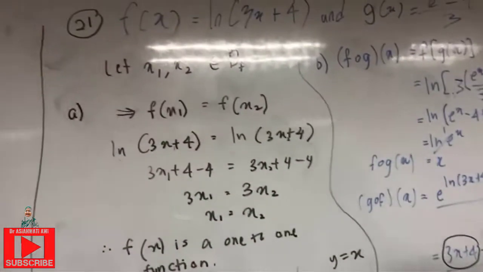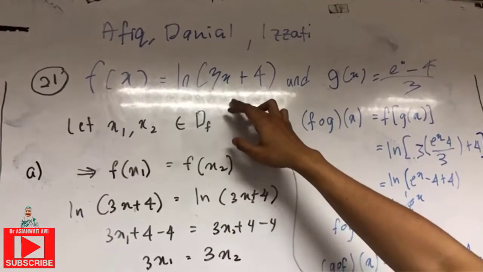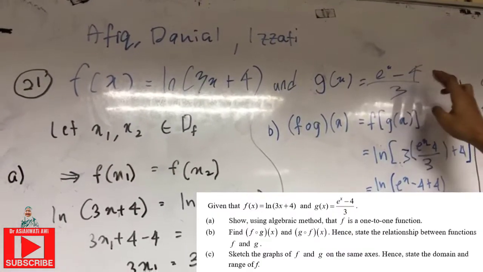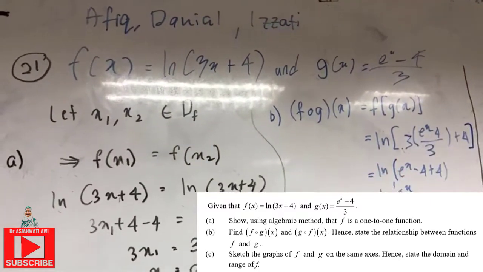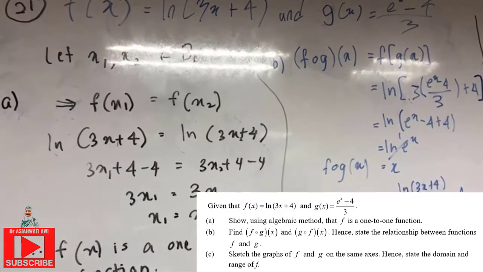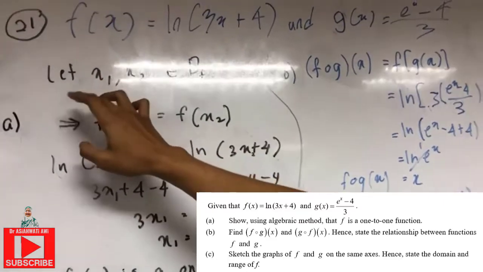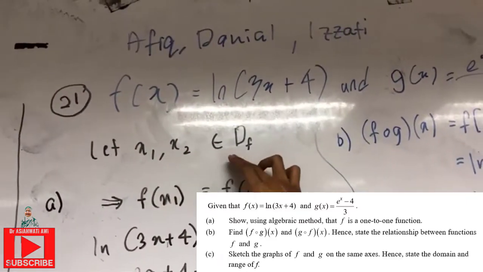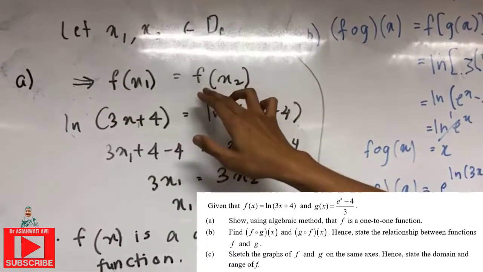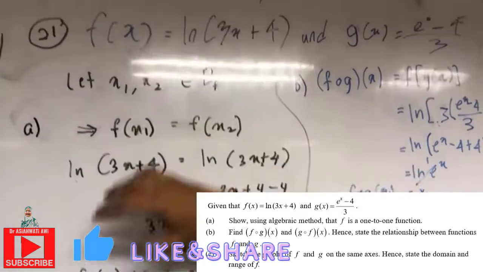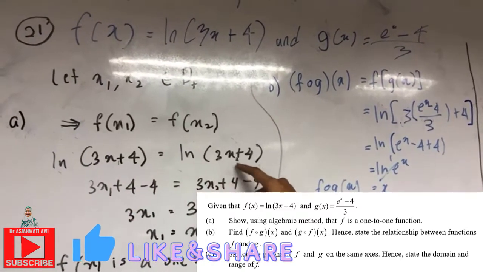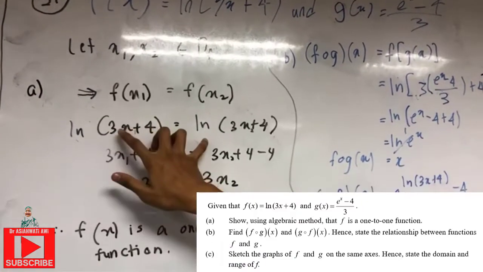So for question number 21, given that f(x) equals ln(3x plus 4) and g(x) equals e to the power of x minus 4, over 3. So for A1, show using algebraic method that f is a one-to-one function. So first of all kita kena buat let x1, x2 in the domain of f. So f(x1) kita compare dengan f(x2). So kita just substitute balik. ln(3x1 plus 4) equals ln(3x2 plus 4). So disebabkan ln dengan ln ni sama, kita boleh cancel out.